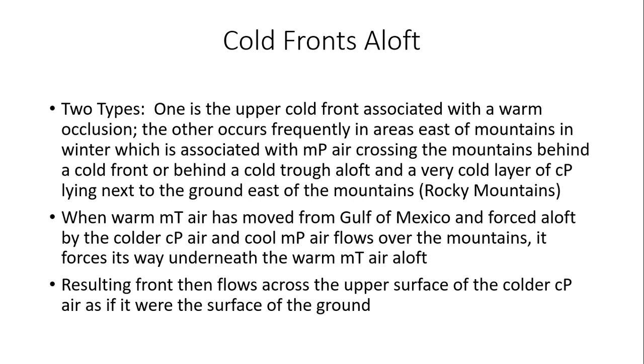All right, so for cold fronts aloft, there are generally two types. One is the upper cold front associated with a warm occlusion, and the other occurs frequently in areas east of the Rocky Mountains in winter. It's associated with maritime polar air crossing the mountains behind a cold front or a cold trough aloft, and a very cold layer of continental polar air lying next to the ground east of those mountains, such as the Rocky Mountains.